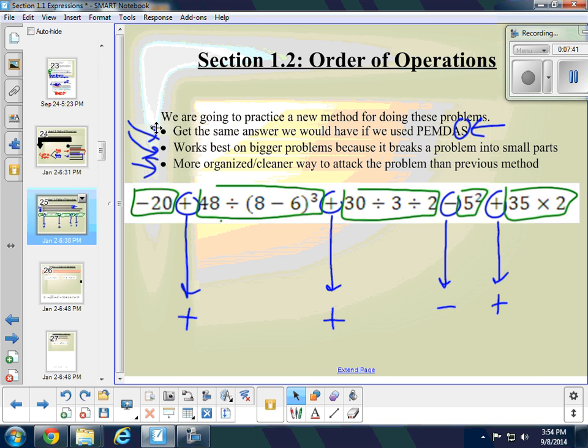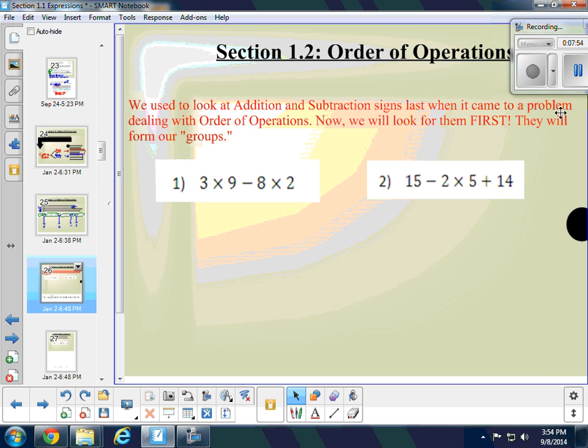If you're taking notes along with me, then that phrase in red there is something that I would like you to write down. So just like I was talking about on the previous page, we're still going to do those operations last, but we're going to look at them first. And they're going to form our groups to break the problems apart. And when students do this successfully, we have a better chance of them not making as many little mistakes.